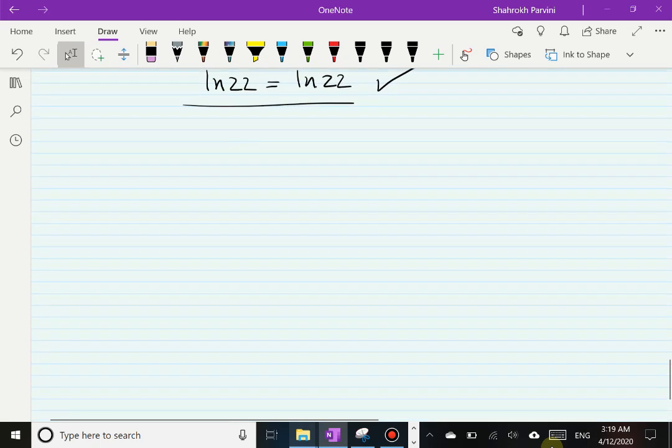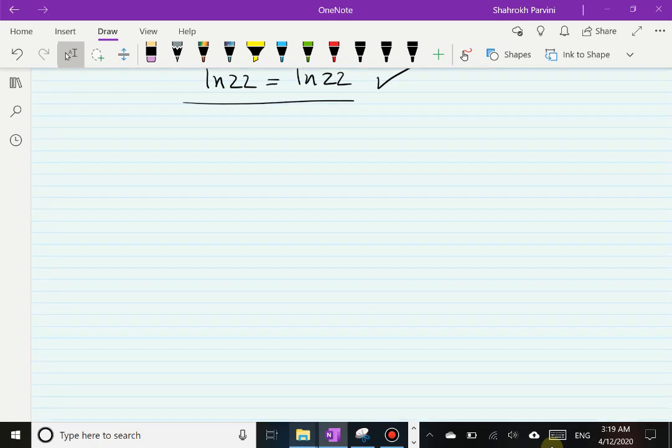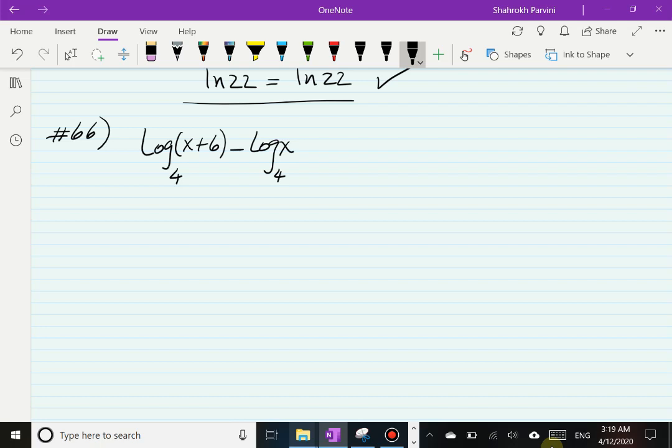And let's take a look at number 66. I believe number 66 is the last one from this section. So exercise number 66. And number 66 goes like this. You have log base 4 of x plus 6 negative log base 4 of x equals 2. Okay, so first we got to put the logs together. Don't cancel or don't try to rewrite it in exponential form because we can't.